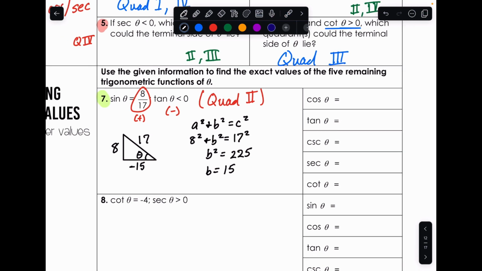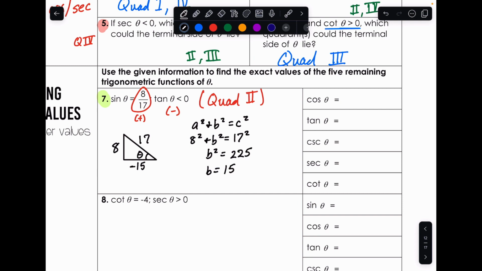All right, so now we just go ahead and plug in everything that we know. Cosine theta, adjacent over hypotenuse, so negative 15 over 17. Tan theta, opposite over adjacent. So that's 8 over negative 15. Cosecant is just going to be 17 over 8, because that's the hypotenuse over the opposite. Secant is negative 17 over 15. And then lastly, cotangent is just the reciprocal, so negative 15 over 8. I know it's kind of tricky.